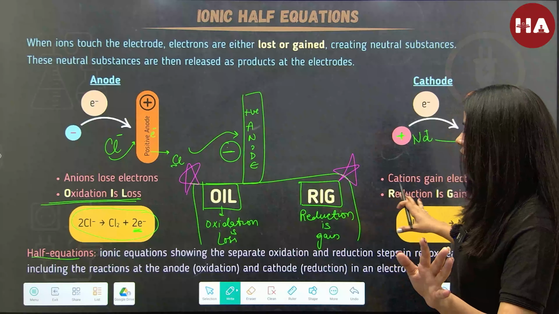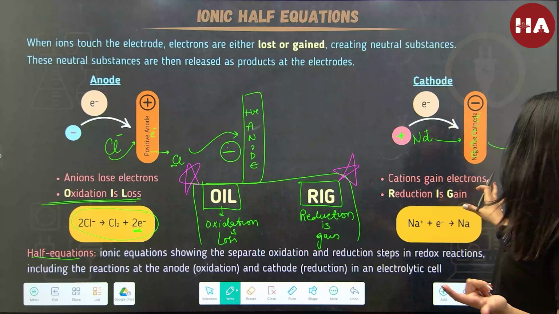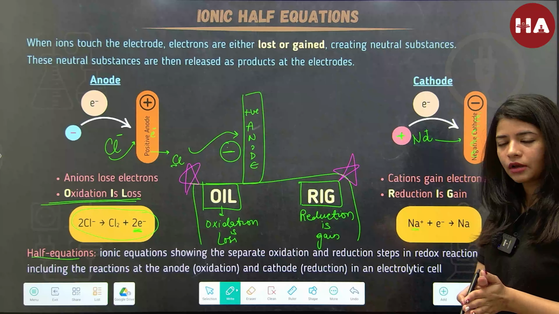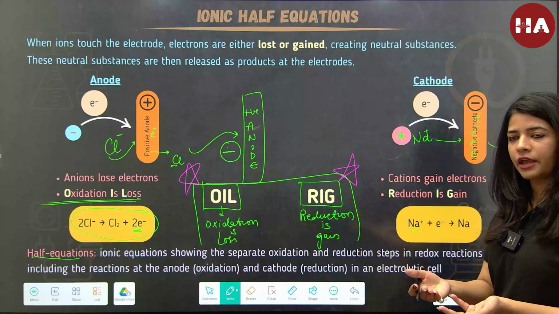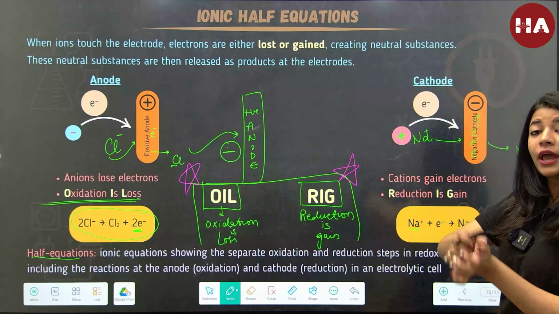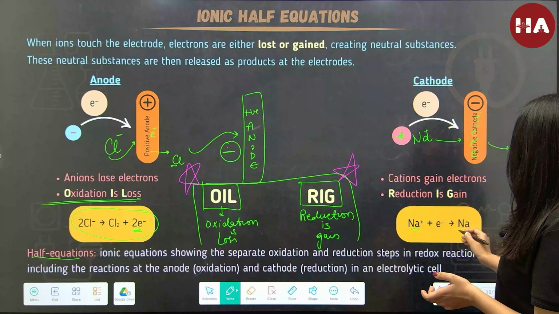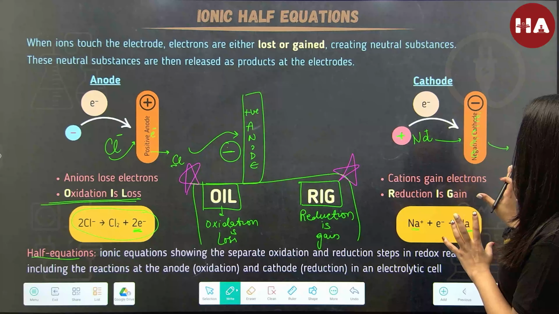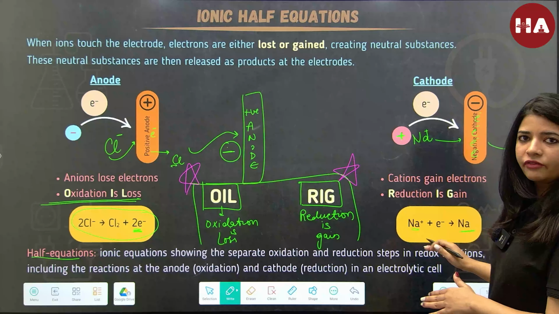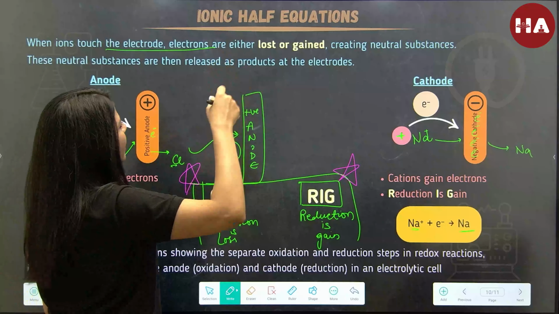And what about the other equation? The cathode, wherein reduction is taking place. Na plus, a positively charged ion which needs an electron, will come to the cathode. It will take an electron from the cathode and become a neutral species, which is Na. So this is a reduction half equation, or cathode half equation.